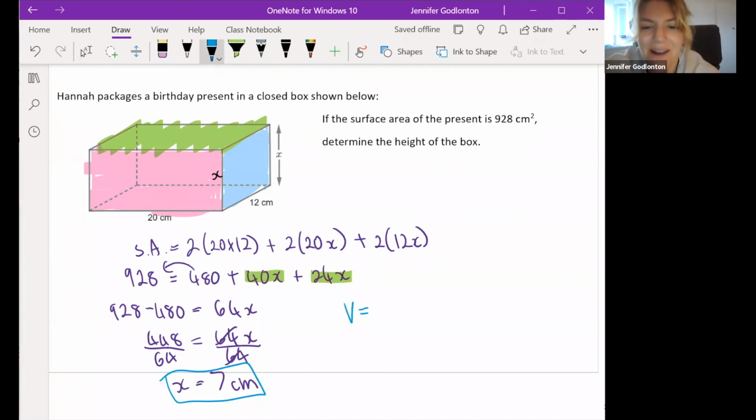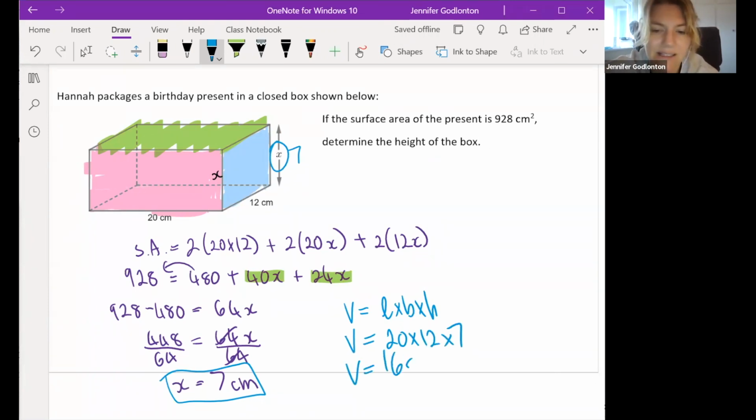Okay, remember your volume is your length times base times your height. Now we know that X is 7. So our volume is going to be 20 times 12 times 7, which is going to be 1,680 centimeters cubed. Don't forget those units. Nice job, guys. You smashed it today. Well done. I'm very, very proud.